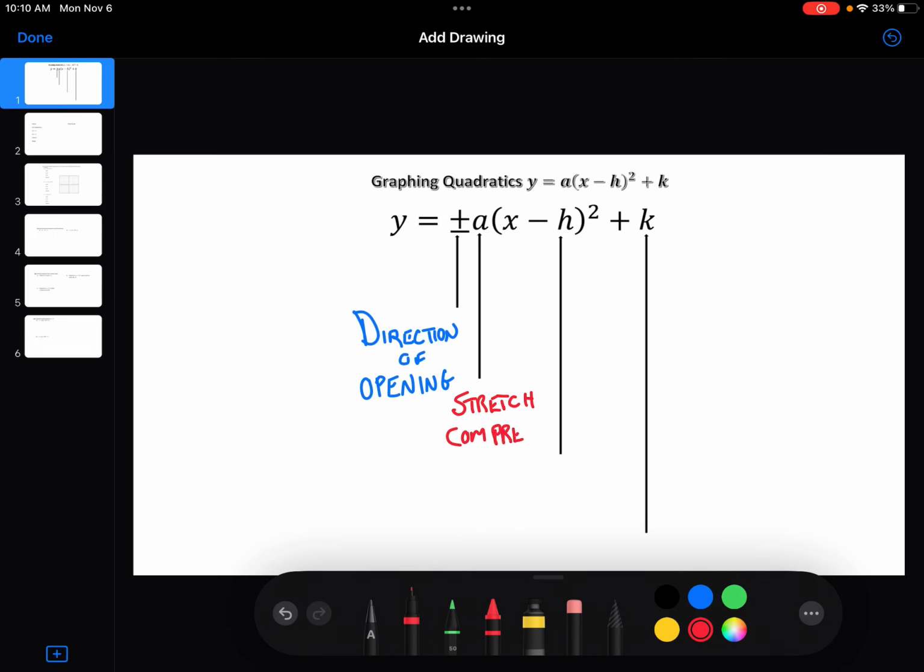That is our over and up value. Now, technically in your over and up chart, you could multiply by the negative, but if it's negative, you know it's going down, not up. The H value is our horizontal shift.